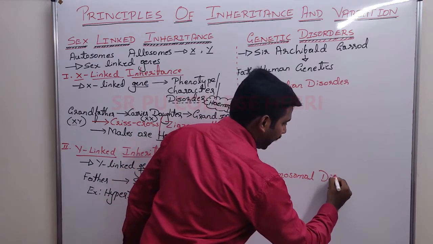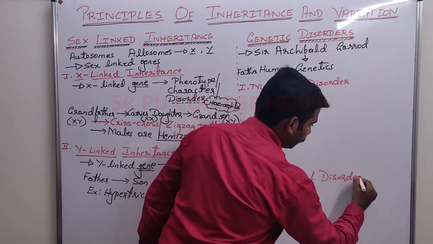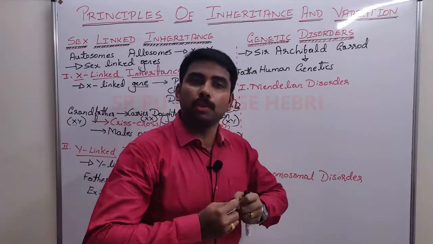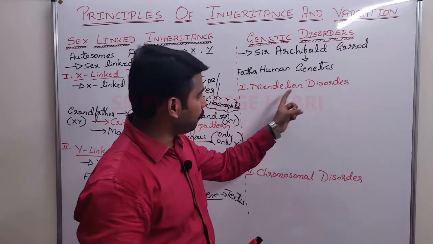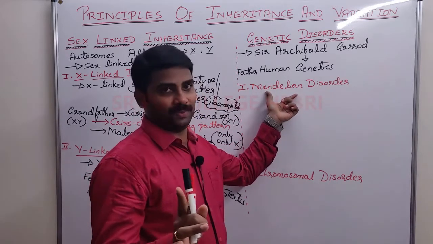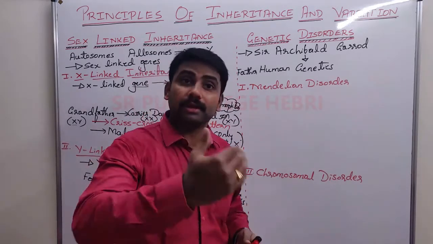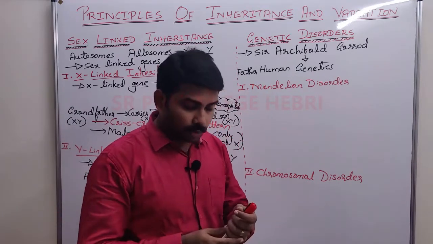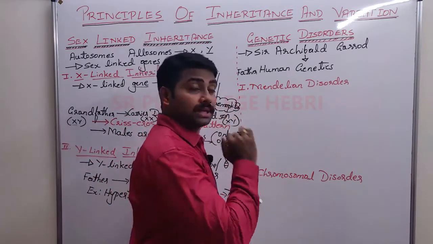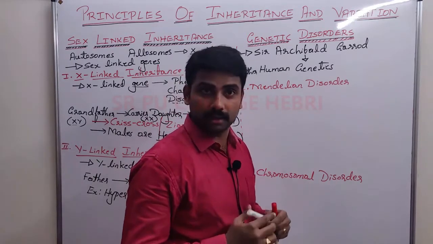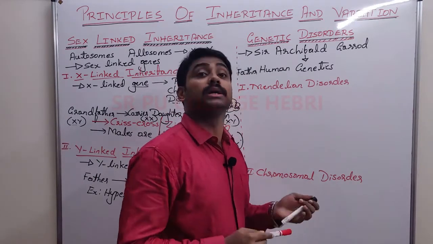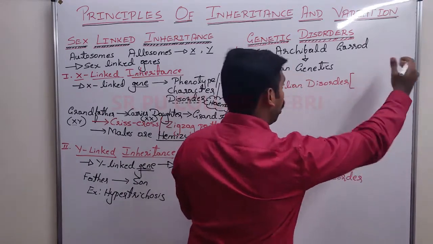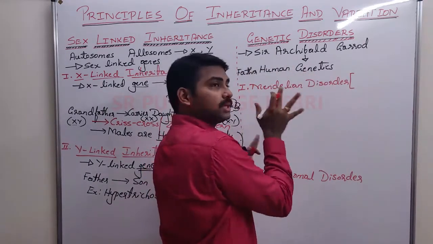So two types of genetic disorder. Number one, Mendelian disorder. What do you mean by this? Is it a problem of Mendel? No. Did Mendel ever use the term chromosome? No. He did not know about chromosomes, right? But he used the term factor. Later we called it what? Genes. So Mendelian disorders are not the problems or disorders of Mendel.